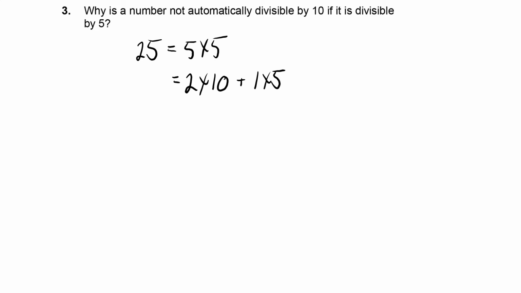So similarly to what we did in the 4 and 8 situation, if we know that a number has an even number of 5s in it, such as 30, which is equal to 6 groups of 5, we see that the 6 is an even number. Therefore, we know that we can break that down into 3 groups of 10, because the 6 can be divided by 2. So whenever you see an even number multiplied by the 5, you know that you can also change that into groups of 10.